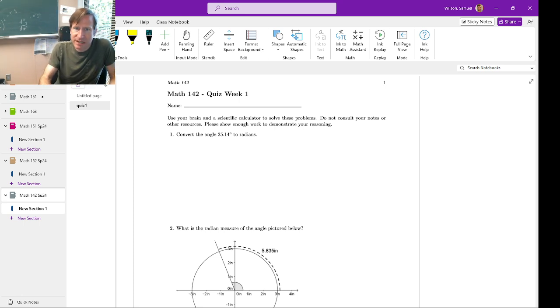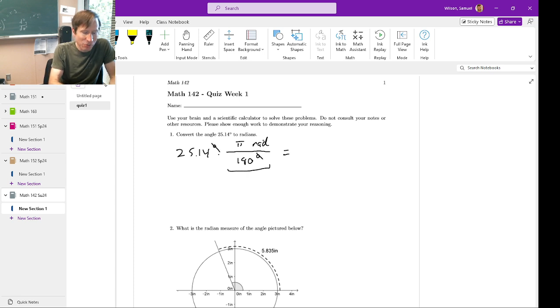Let's see. Convert this angle to radians. So we'll take this angle, 25.14 degrees, and to get it to radians, we need to multiply by 1, but we need to write 1 as a ratio with different units so that we can get rid of the degree units and produce radians like this. Then we need to put angles in here that are the same angle so that this fraction right here is equal to 1. And pi radians is equal to 180 degrees. Okay, so that's going to get rid of the degree unit and produce radian units like we wanted.